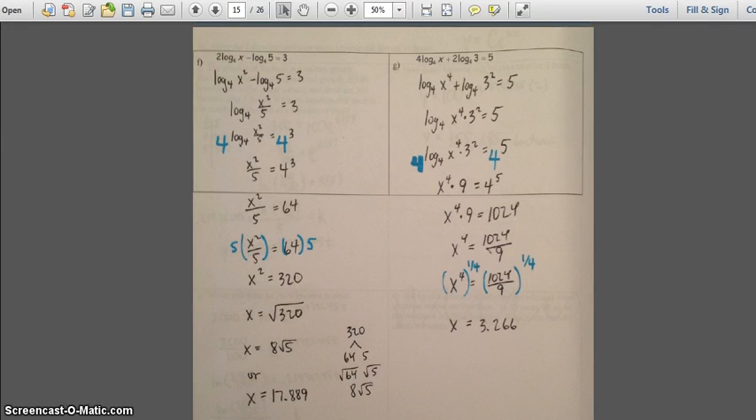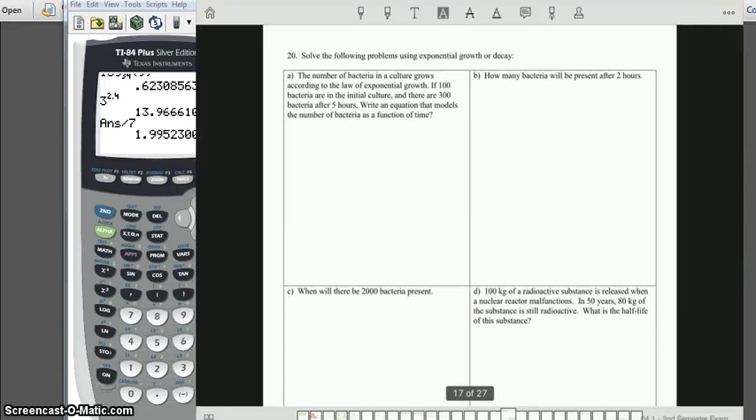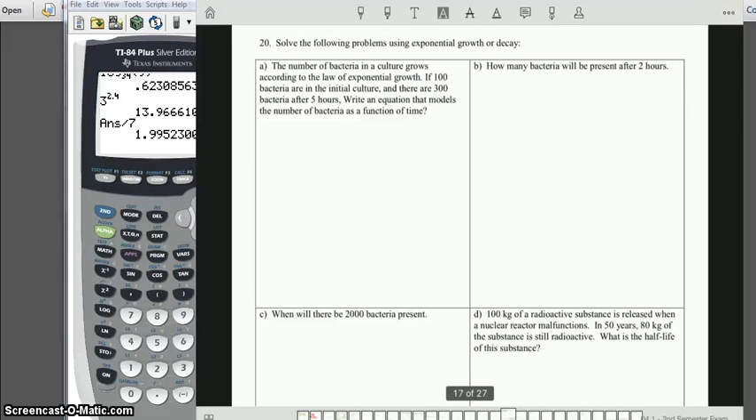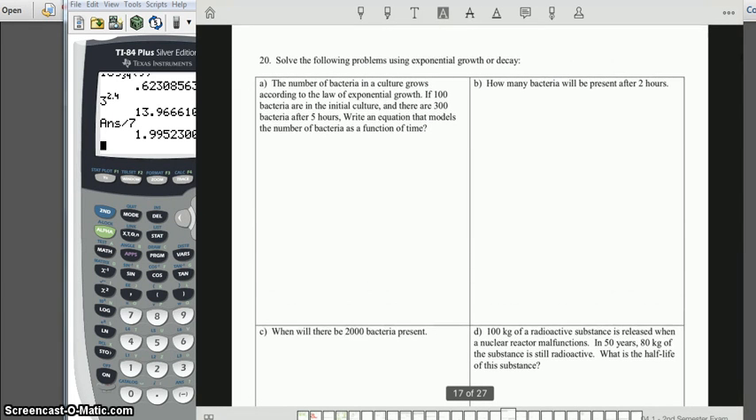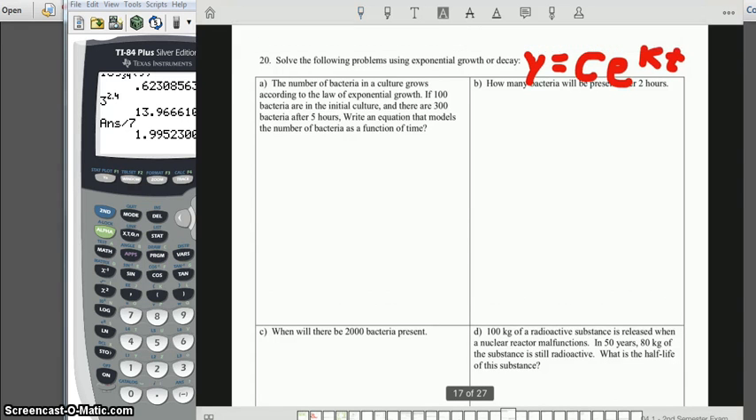And then switching gears to number 20. I'm going to use the formula y equals c times e to the kt. That's the formula I'm going to be using. C is going to be what I start with. They're going to give me a time, and they're going to give me a y value. And then I'm simply going to do those. Those are the same as number 13. So let me show you those answers.